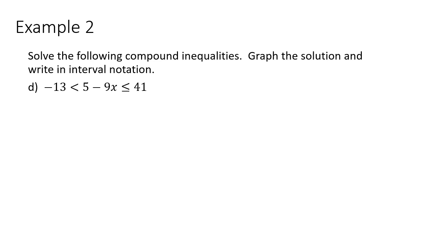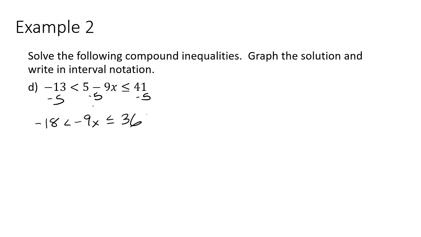Let's take a look at one more "and" inequality in this special notation. And now that you've seen an example of it, try pausing the video here and see if you can find the solution to part D of example 2. All right, so once again, my goal is to get the x in the center by itself. So I need to get rid of this positive 5. So I'm going to begin by subtracting 5 from all three parts of the inequality. That would give me negative 18, strictly less than negative 9x, which is less than or equal to 36.